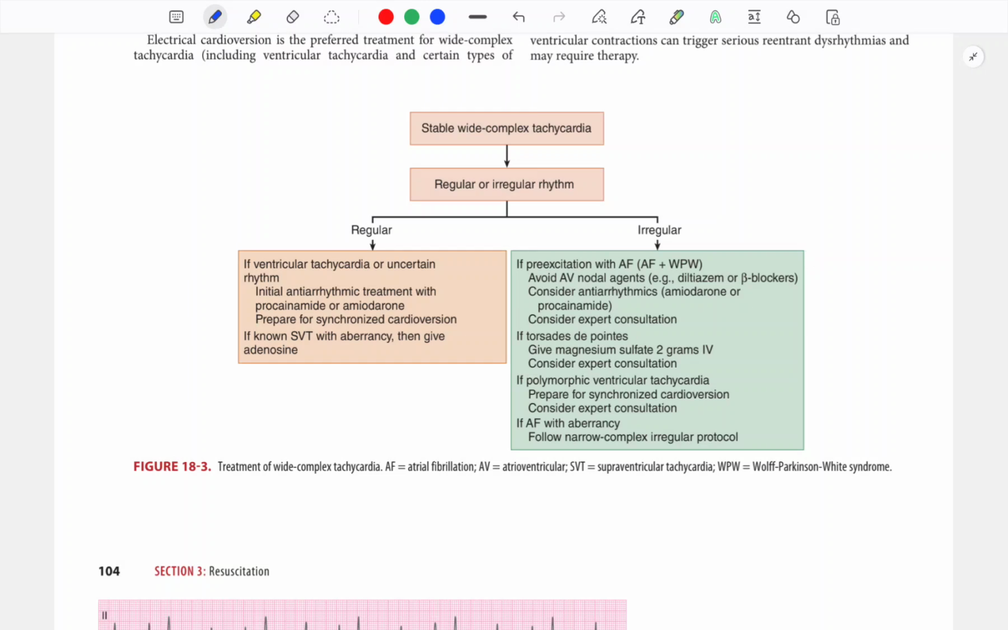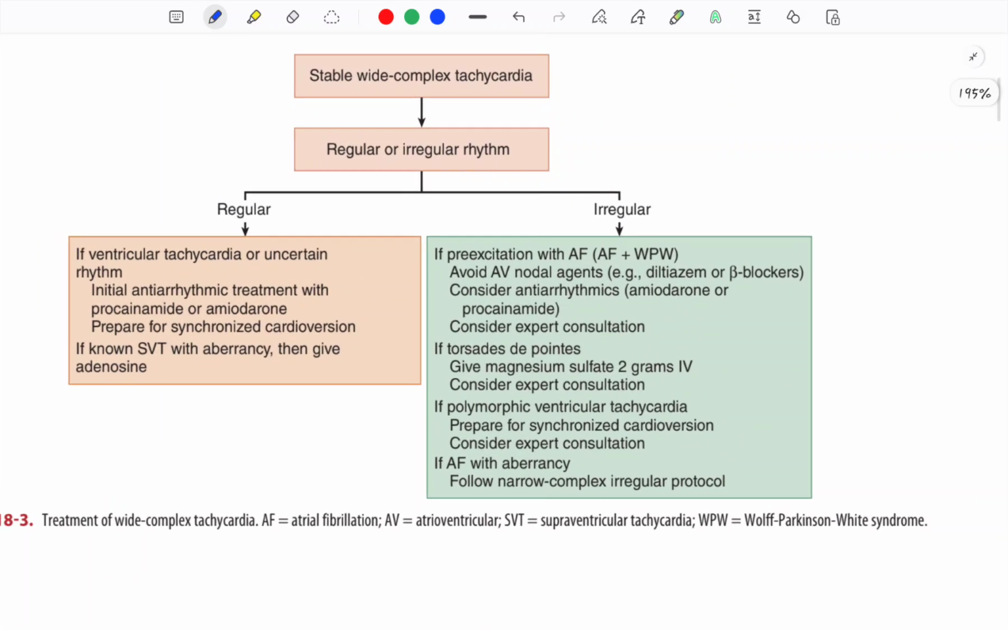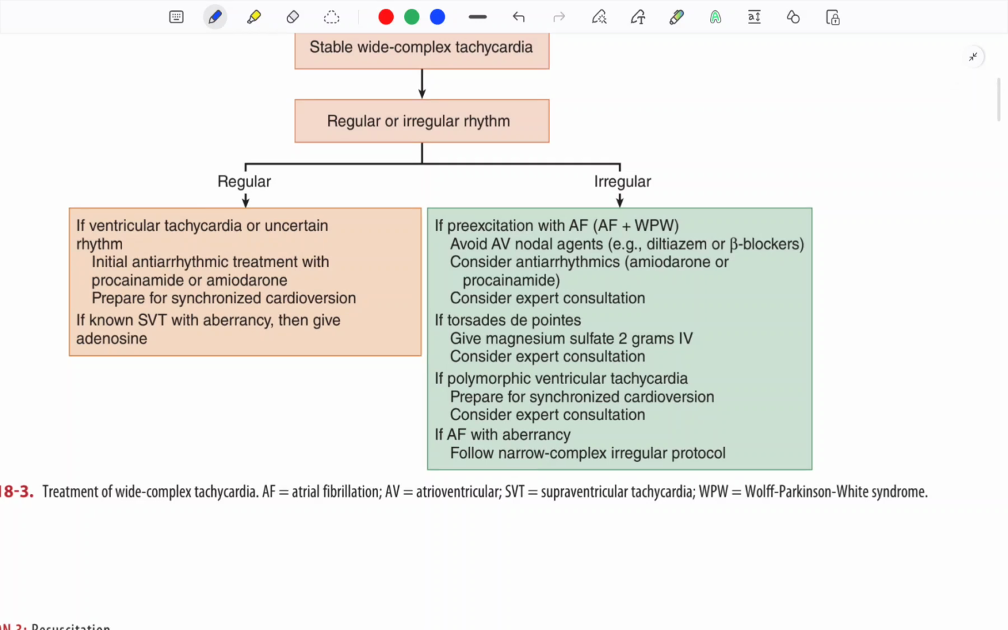If the patient is known SVT with aberrancy, then only you are going to give adenosine. If the patient has irregular tachycardia, if there is pre-excitation with AF with WPW, you are not going to perform any vagal maneuvers or give any beta blocker, calcium channel blocker or adenosine to the patient. Consider antiarrhythmics in AF with WPW, only amiodarone and procainamide. So what can be given in AF with WPW is amiodarone and procainamide.